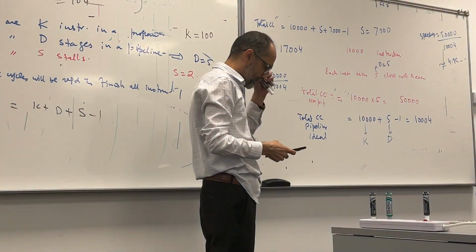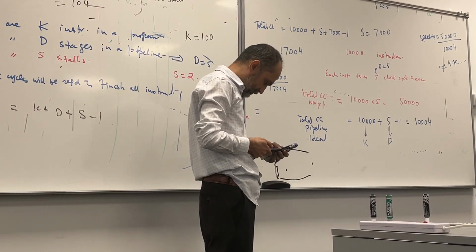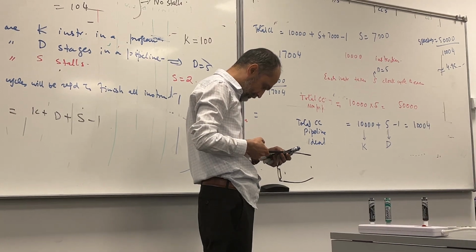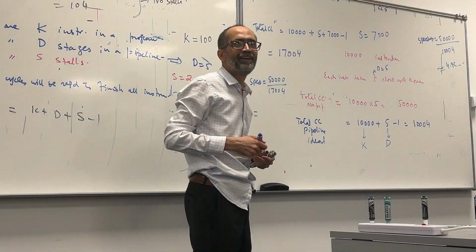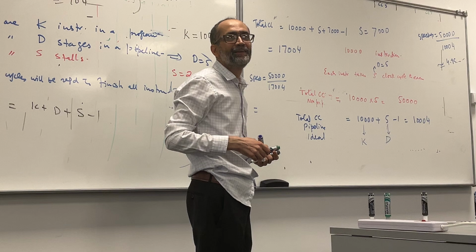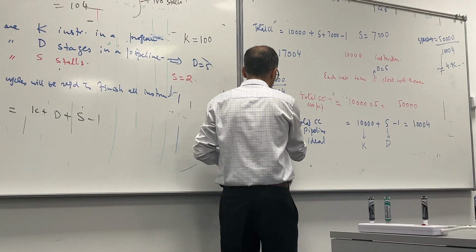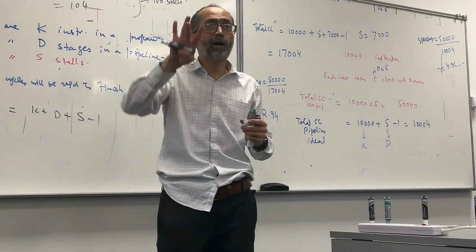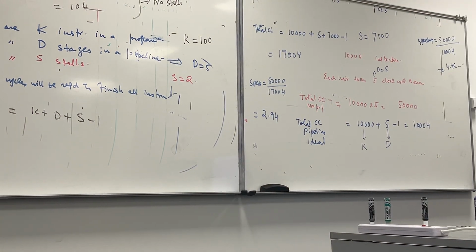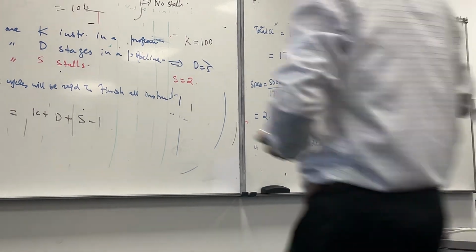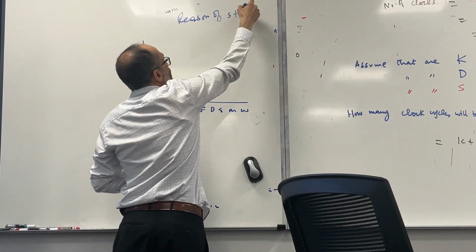Can anyone calculate? You're too slow. 2.94. Yeah, 2.94. So it is approximately 3 times faster now. So basically, in ideal pipelining, there will be no stalls. Okay, now what are the reasons for stalls? What are the reasons for stalls? Number 1, what are the reasons for stalls? Help me.